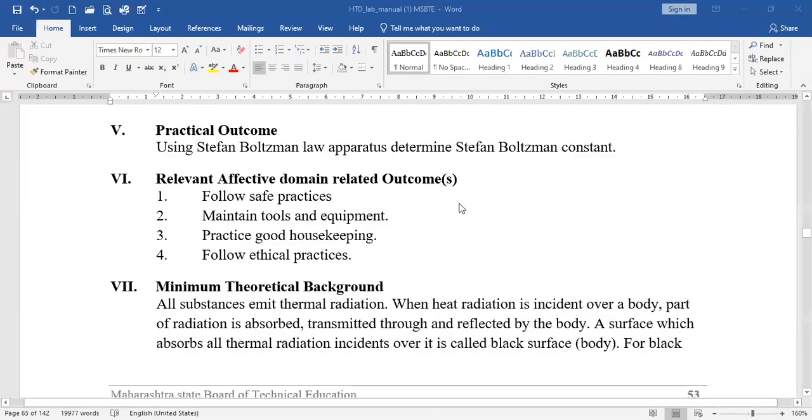Now what are the affective domain outcomes related to these? Follow the safe practices, maintain tools and equipments, practice good housekeeping, follow ethical practices. So in this experiment especially, we have to check the temperature of the heated water, because we are going to provide the heat with the help of the heater. We have to check the leakages of the water tank as well as of the hemisphere. We have to check whether the drainage valve is closed before starting the experiment.